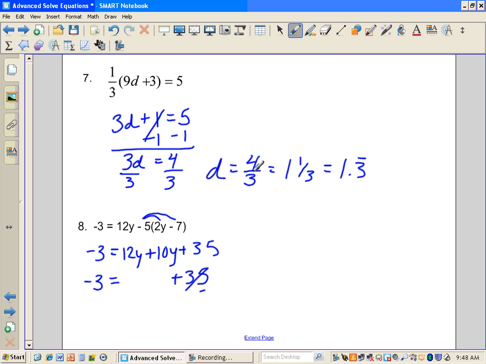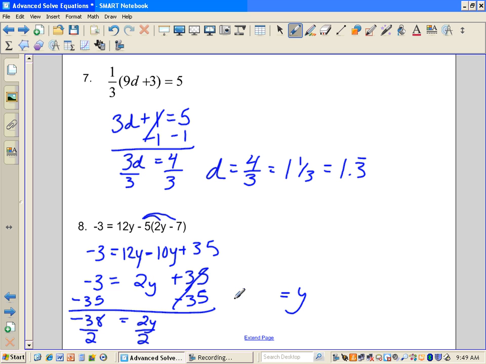A -5 times a +2 is going to be a -10y. So 12y minus 10y is only going to be 2y. That's going to work out better. So now when I minus 35 from both sides, the 35's cancel, so I have 2y is equal to -38. This works out better. So now that when I divide by 2, y is equal to 38 divided by 2 is -19. Did you catch my mistake?